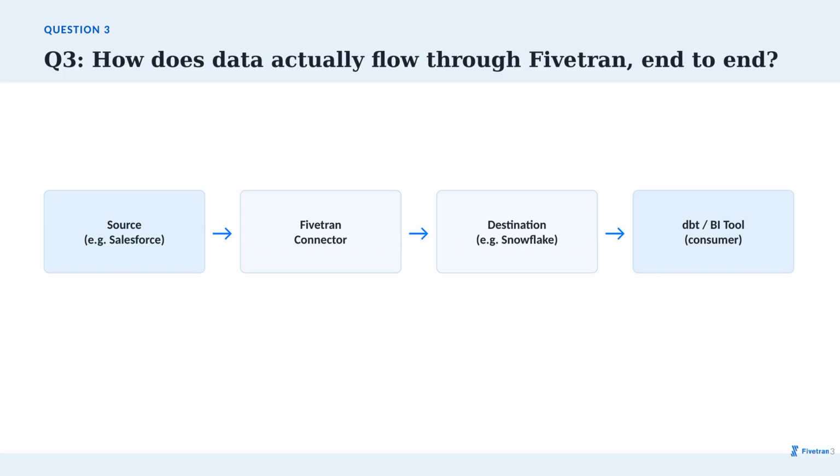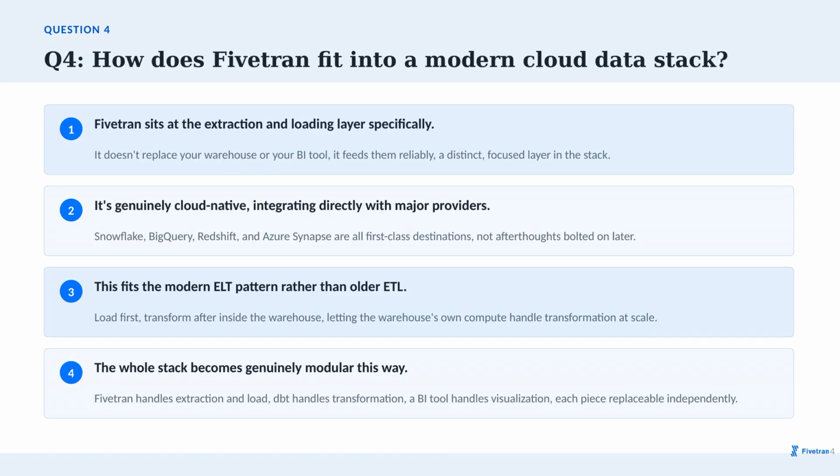This end-to-end flow is exactly what automated means in this context. Extraction and loading requires zero custom code at any stage. Being able to name specific destinations by name shows real hands-on exposure, not just reading a product page once. How does Fivetran fit into a modern cloud data stack?